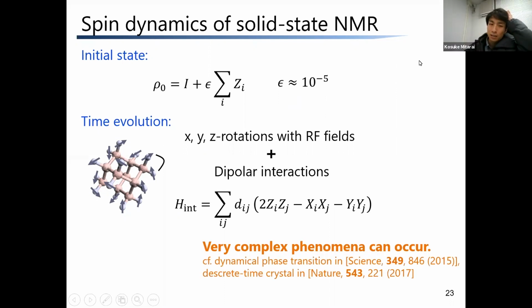And by this time evolution, you can observe very complex phenomena in spin systems. There is a paper in Science which observed the dynamical phase transition in this solid state NMR, and also there is work on the discrete time crystal in Nature. So this platform is really suited for exploring many body dynamics of spin systems.